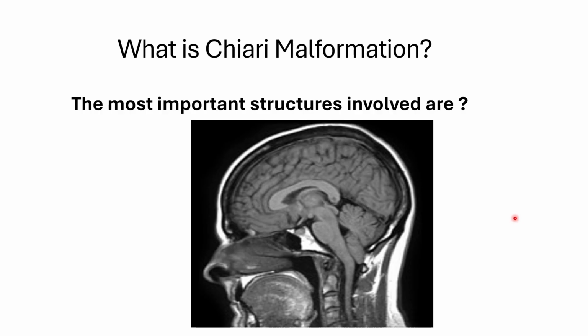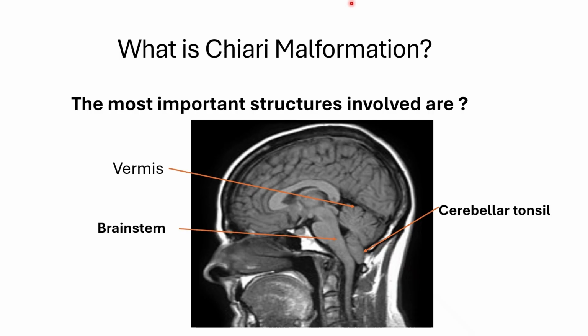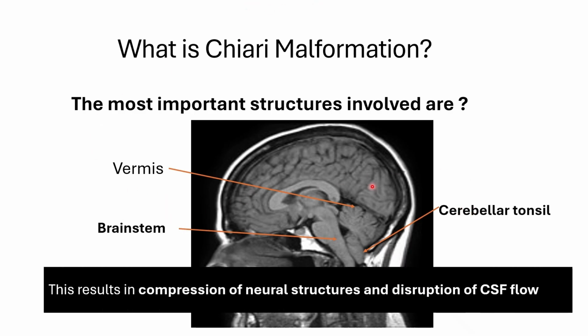So Chiari malformation is the group of structural abnormality where hindbrain structures herniate downwards through the foramen magnum causing neurological symptoms. So the structures involved are the cerebellar tonsil, vermis, and brainstem. These three structures lead to the compression of neural structures at the foramen magnum and the disruption of CSF flow, and this will produce the symptoms.